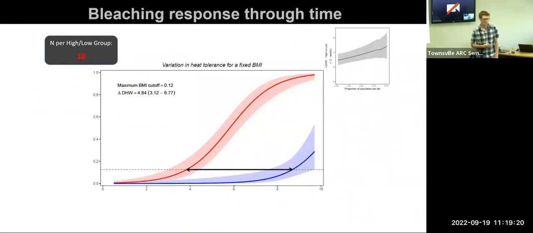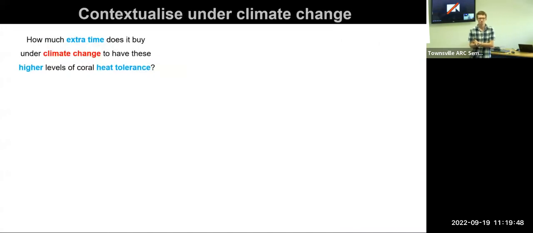And linking that back to the NOAA Coral Reef Watch categories, that's almost like a categorical shift within one population. And okay, you're looking at the extremes of that population, but maybe it's also important to look at those extremes if at least the high ones are going to be the ones surviving. So this is already quite a surprising result. We then wanted to say, what does this really mean in terms of future projections of climate change? How much extra time would having this sort of 4 degree heating weeks higher threshold give you under climate change?